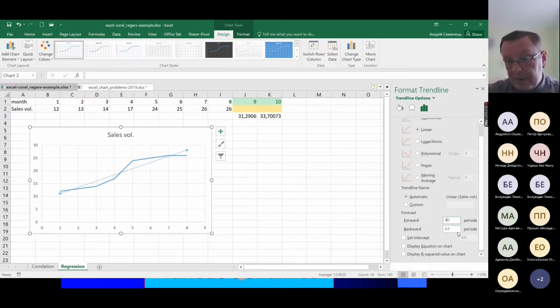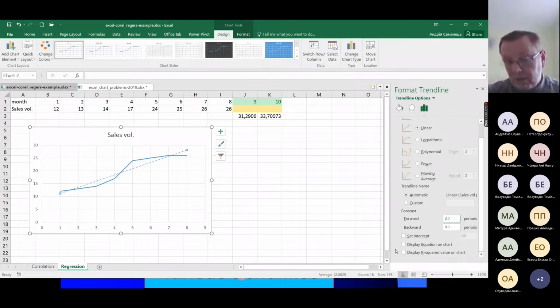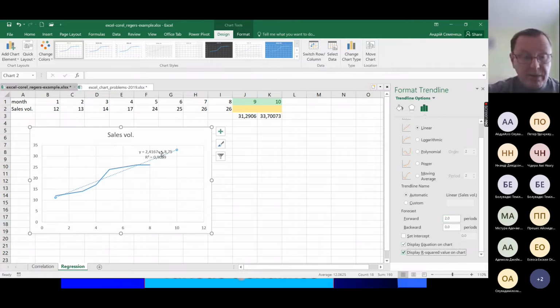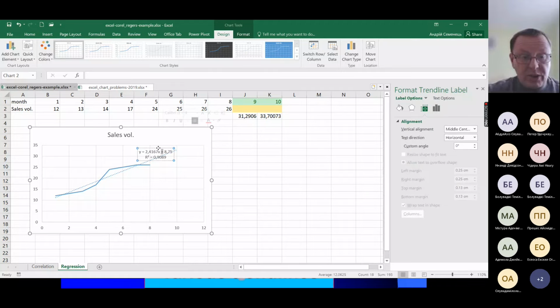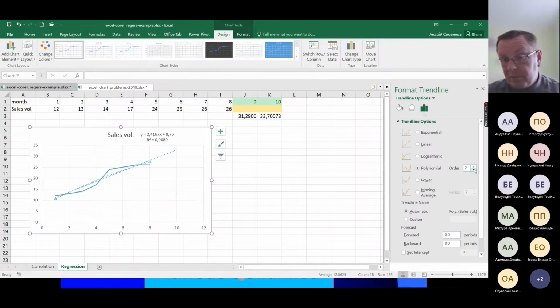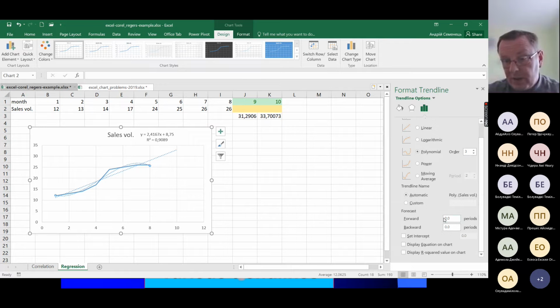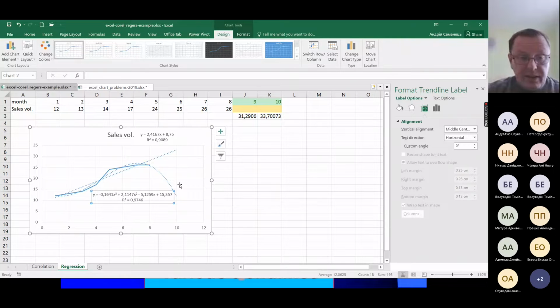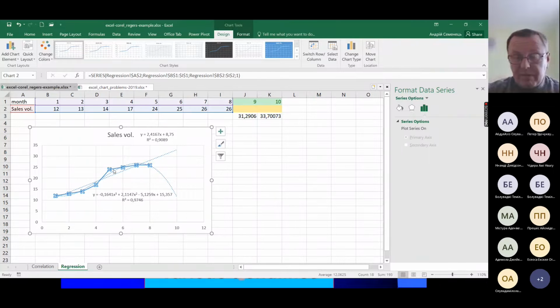And I can even make immediate forecasting forward by a period and visualize my linear equation, which I can use to calculate my future value. In the same way, I can add more trend lines. For example, I can add a polynomial with a specified order. I will add them to demonstrate the difference. So here, as we can see, I will add one more trend line.